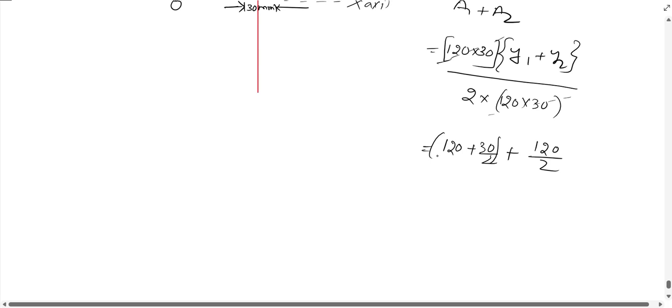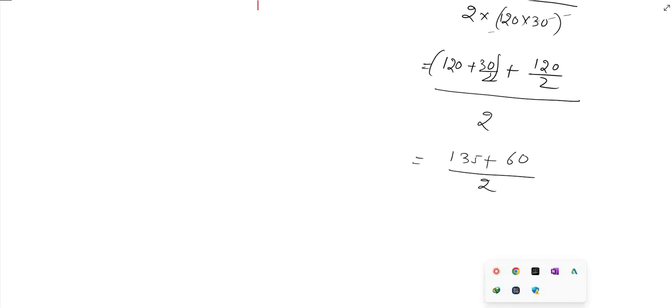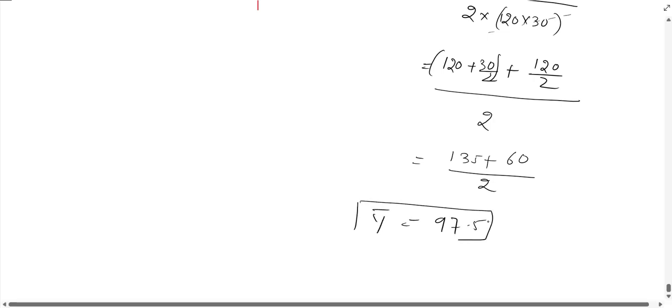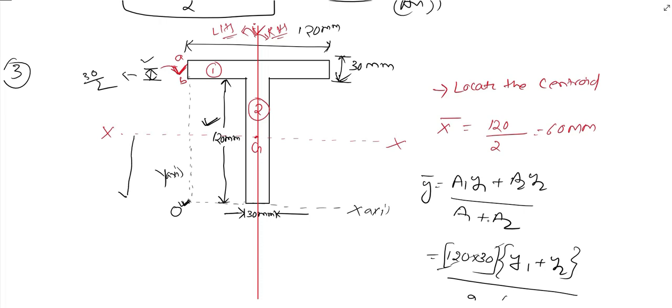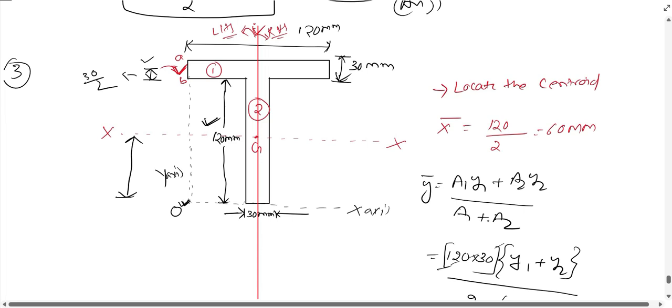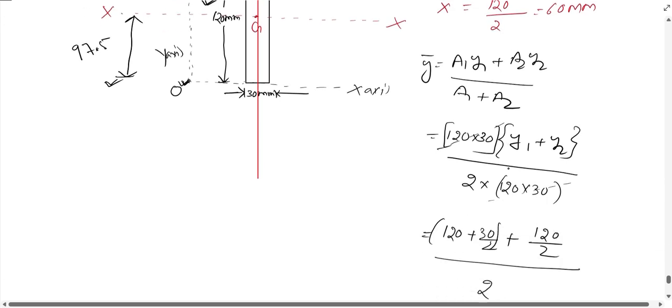So what will be the value of y1 plus y2? Directly 120 is y2. So (120 + 30 by 2 + 120 by 2) by 2 equals (135 + 60) by 2, which is equal to 97.5. So we have got y bar. So this x axis, now we have located this x axis which is passing through the CG of the figure, and that is nothing but 97.5 millimeter from the origin. Then we will calculate the moment of inertia of figure 1 about x axis.